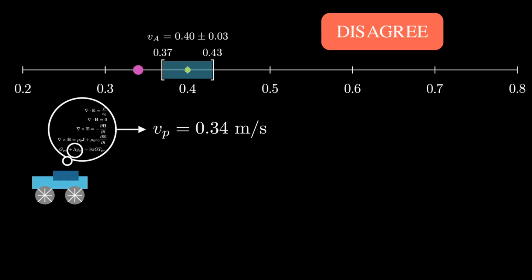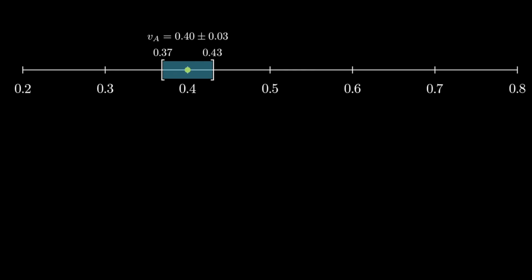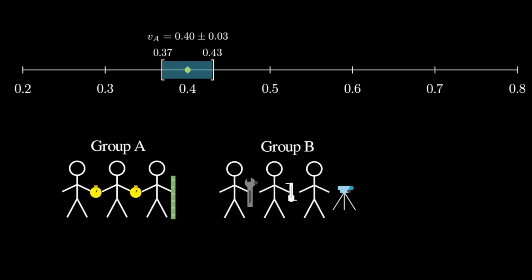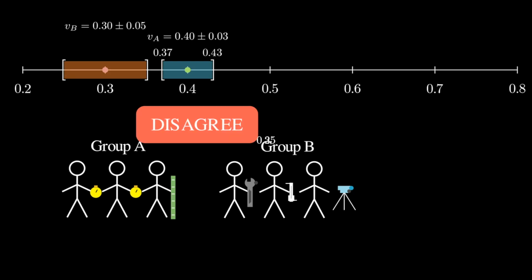Another possibility is that we need to compare measurements made by different groups of students using different measuring methods. Suppose Group A measures the velocity to be 0.40 plus or minus 0.03, and Group B, conducting a different experiment with a different method, measures the velocity to be 0.30 plus or minus 0.05 meters per second. We can draw the two confidence intervals on a number line and look to see if they overlap or not. Here the two confidence intervals do not overlap, so the two groups should conclude that their measurements disagree with each other.